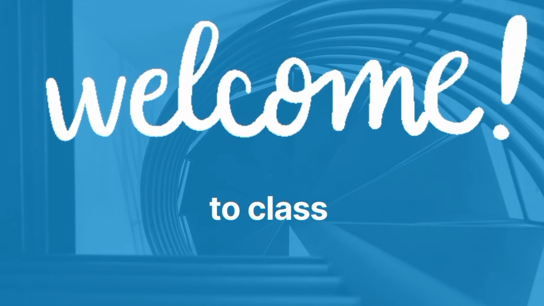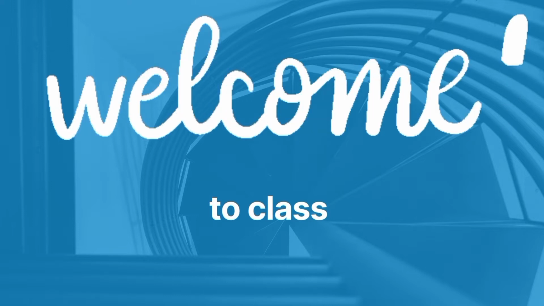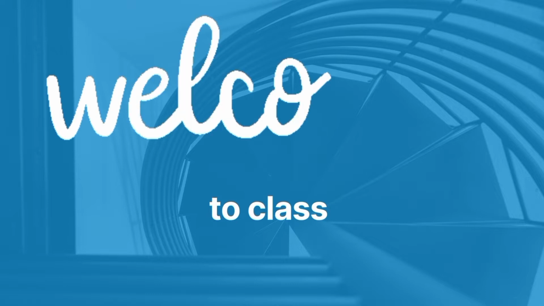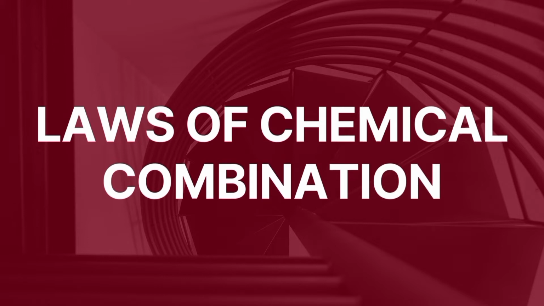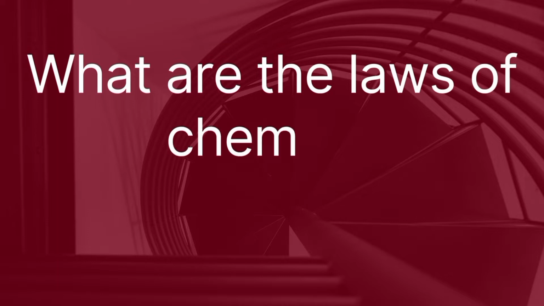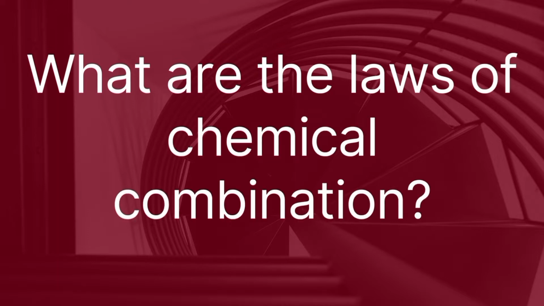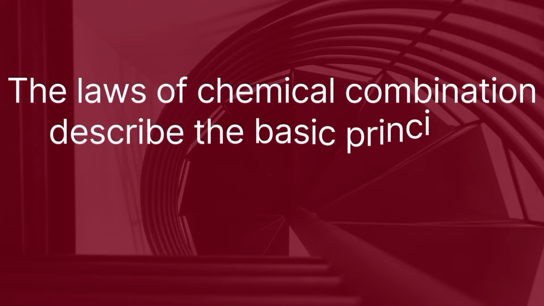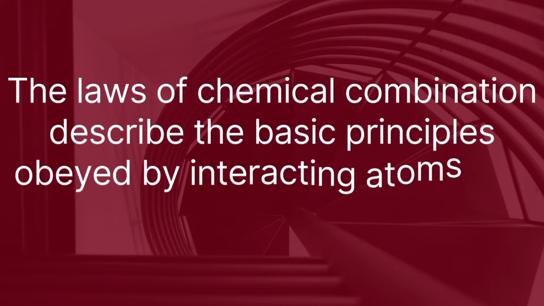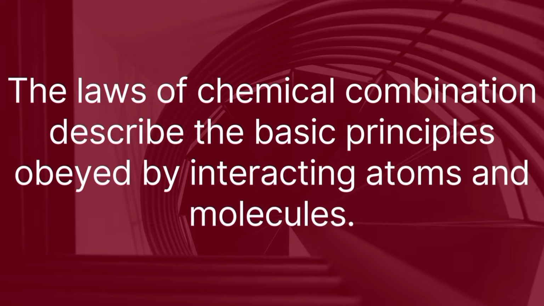In my last class, I talked about atomic number, mass number, and isotopy. Today, I will be talking about the laws of chemical combination. If I may ask, what are the laws of chemical combination? The laws of chemical combination describe the basic principles obeyed by interacting atoms and molecules.